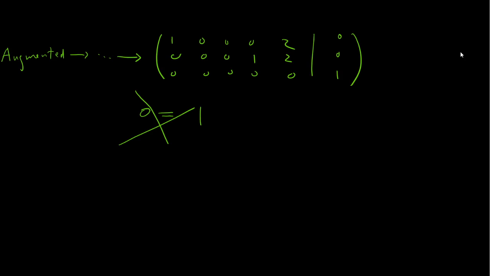Actually, in many cases, I'm going to make more comments on that later. But imagine you get the final form. In the final form, if there's a leading 1 to the right of the bar, then all the numbers before that leading 1 have to be zeros, and then that's the case. The system has no solutions.